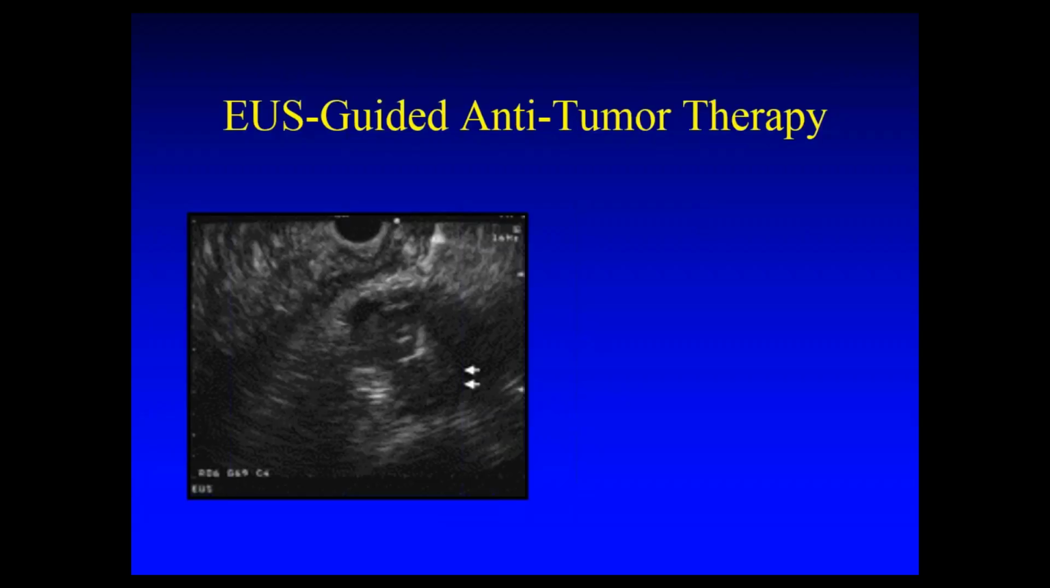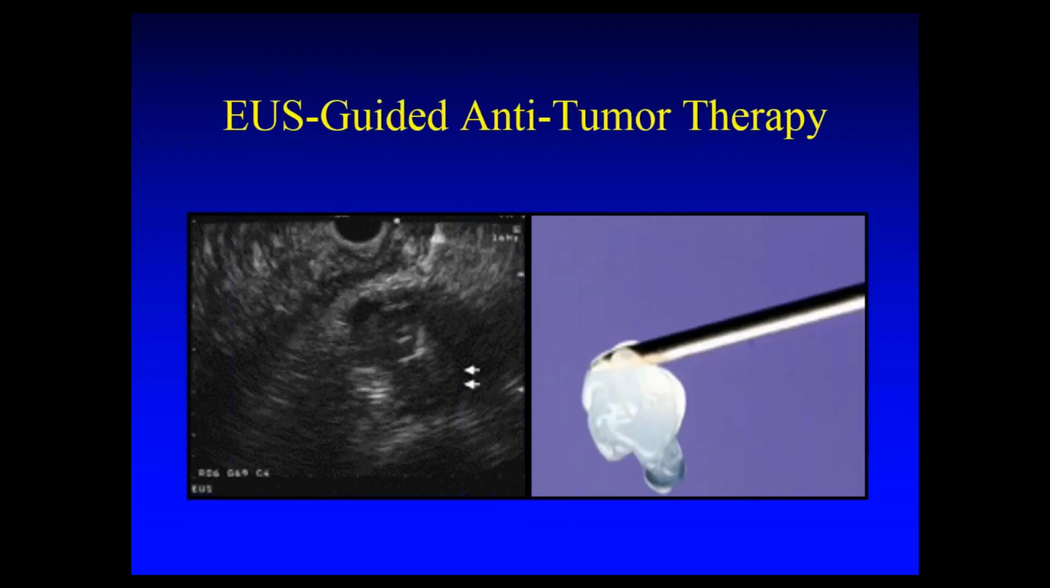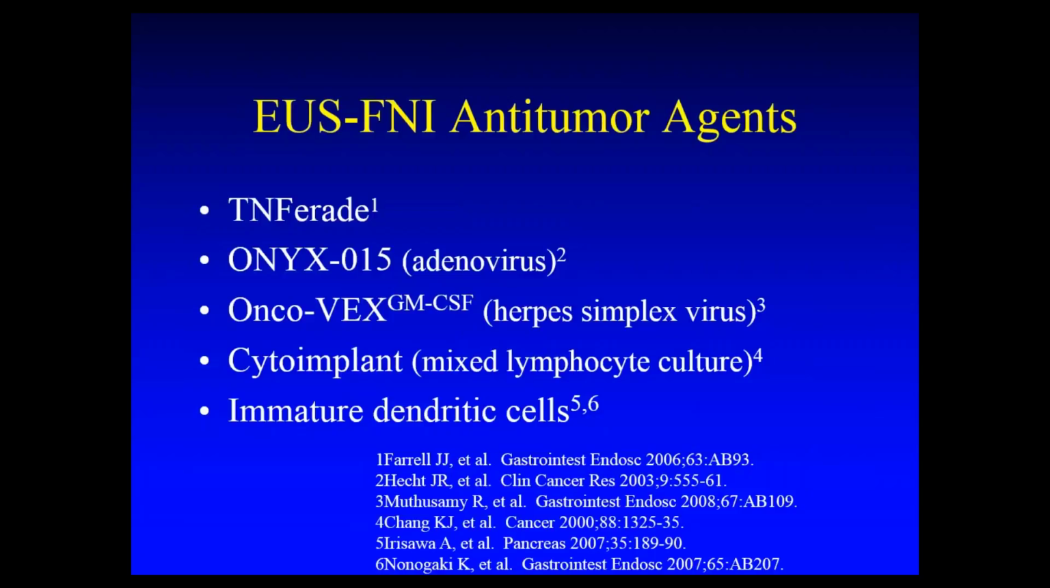EUS-guided anti-tumor therapy is probably one of the more exciting areas of EUS. And these days, we can think of, as opposed to using a needle going to a lesion for a biopsy, why not use the same needle to inject anti-tumor treatment into a cancer? The most commonly studied agent has been 5-FU, and it has shown good promise.